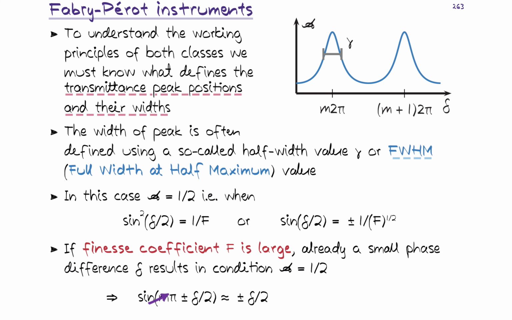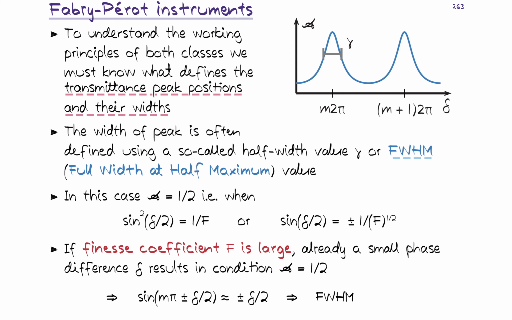So we are just looking at the location where we are close to an integer value of pi, and when we are close to that value, then the argument of sine is approximately just this value here. We can verify that by using a power series approximation. And this is fine as long as we have a high fineness coefficient, so that this is indeed the case where we are operating.